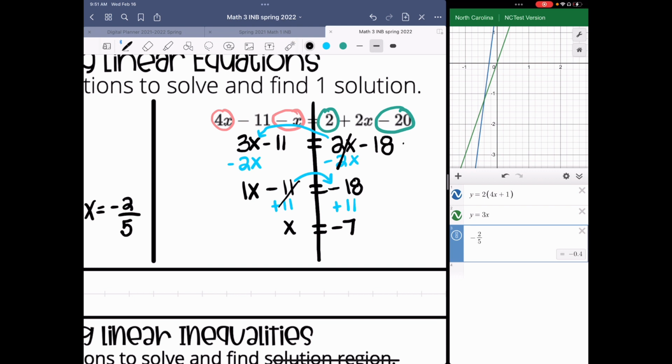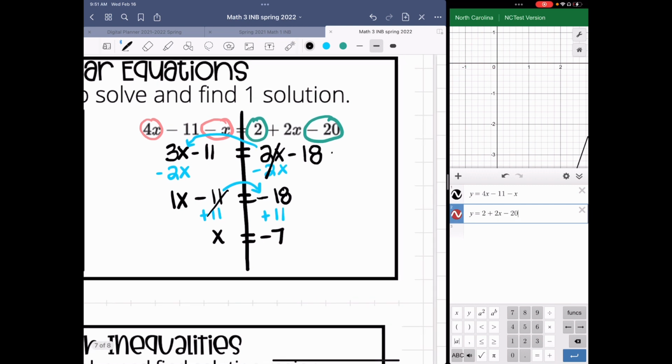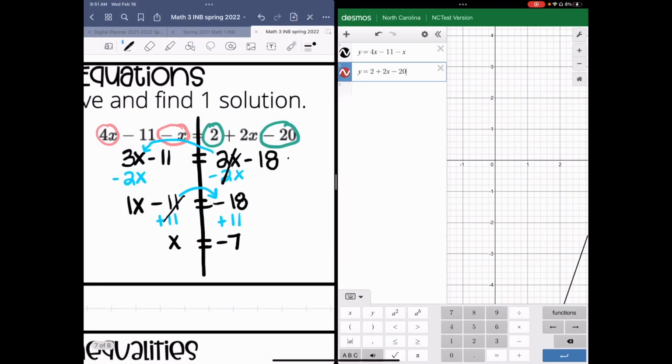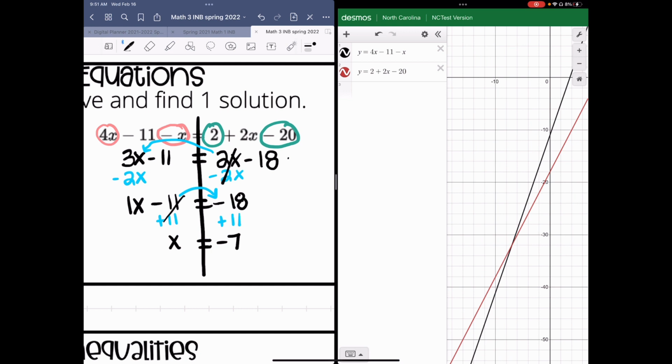And again, you can do that same process we did just a second ago to check that. You split your left and your right. So I have 4x minus 11 minus x, making sure it's y equals. And then I have 2 plus 2x minus 20. All right, so let me zoom out a little bit here. Find that intersection of the two graphs. I can see the x value is negative 7.